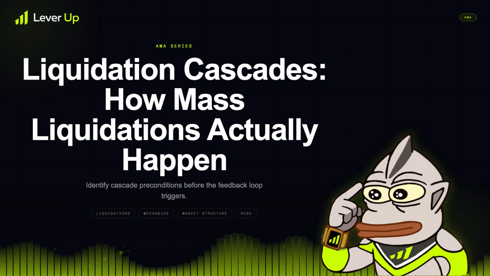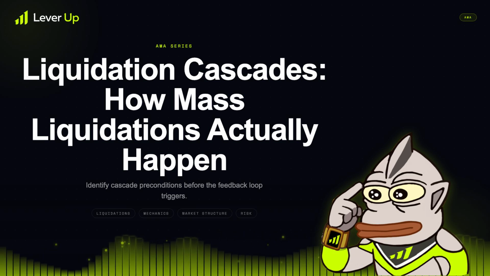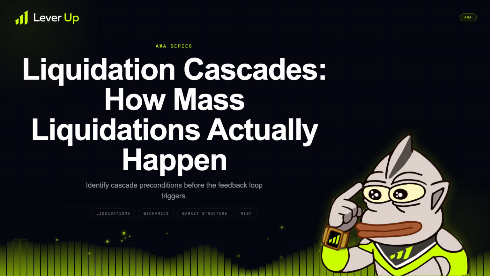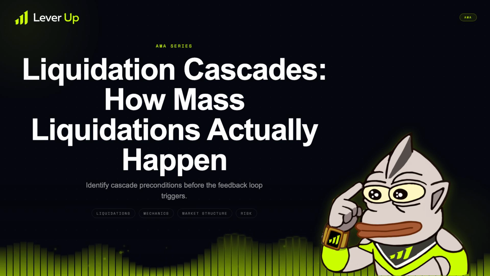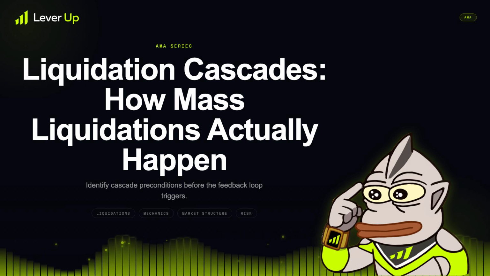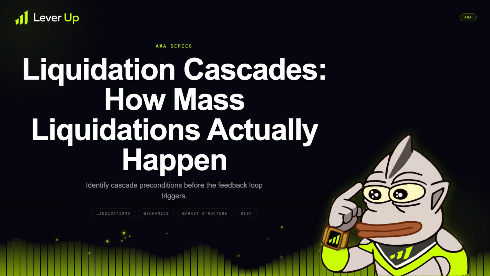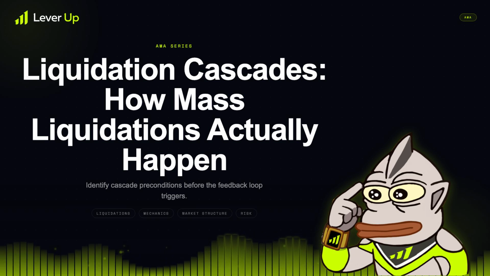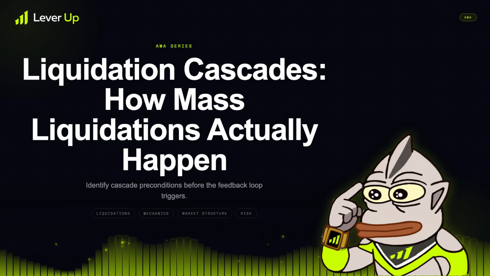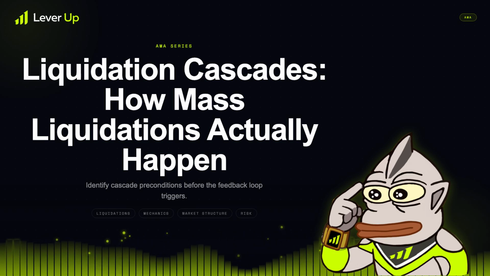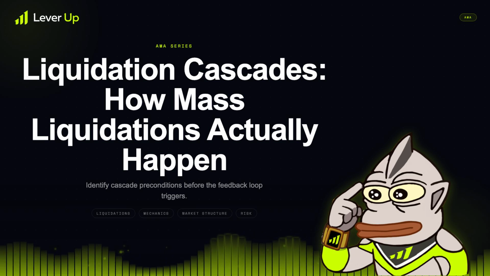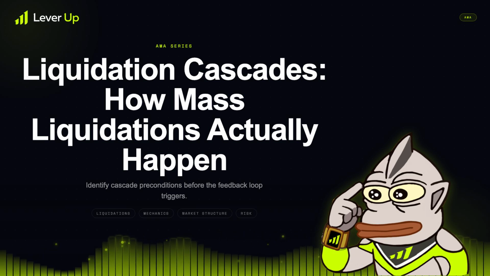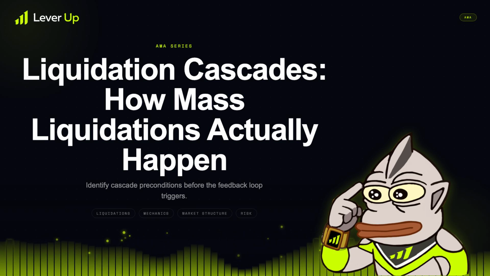Today we're going deep on liquidation cascades, not as an abstract volatility event, but as a mechanical sequence with identifiable inputs, a predictable structure, and observable preconditions. By the end of this, you should be able to see the conditions for a cascade developing before it happens, not just recognize it after the fact.